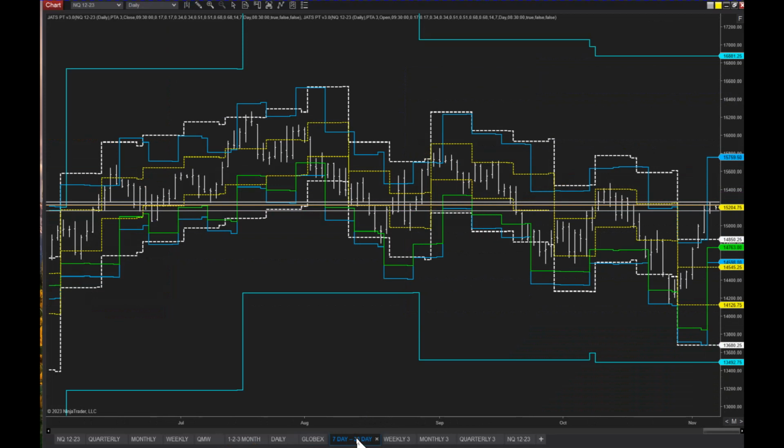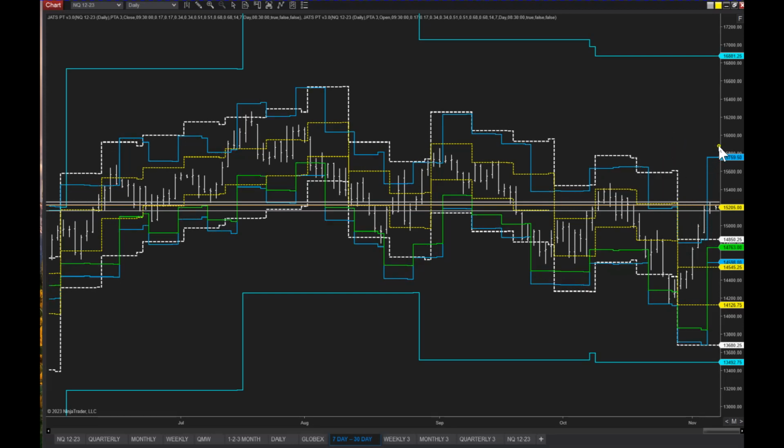Here is the 7 day threes. You can see 14,850. We're trading outside that. Here's your 15,205 where we currently are. This is a different way of looking at the 7 day threes on the daily bar. The weekly three is way up here at 15,759.